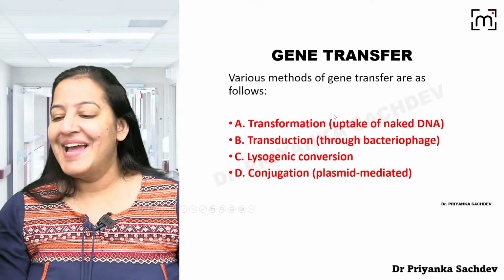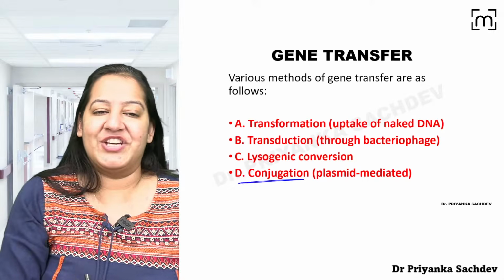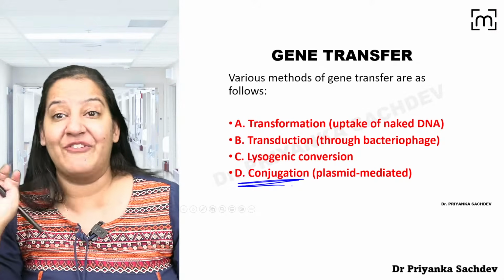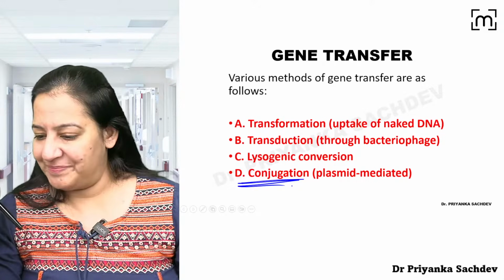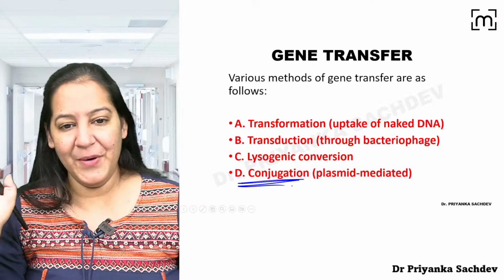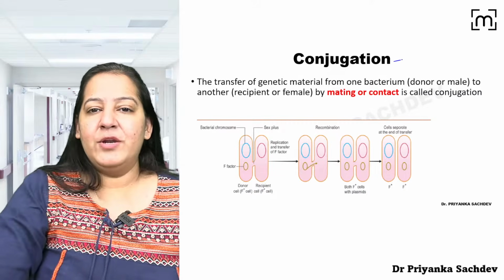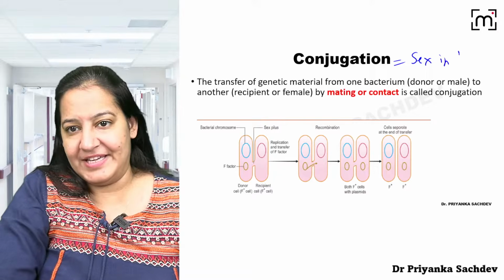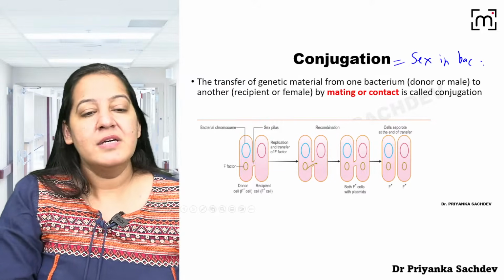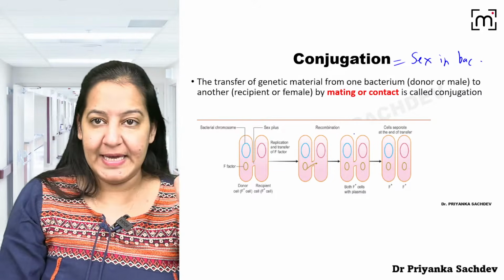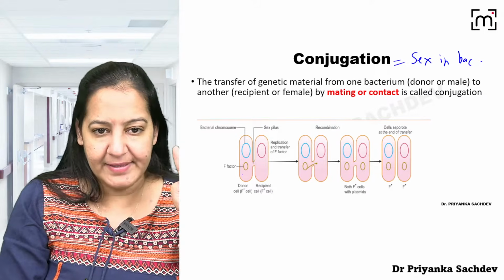And the last method here is conjugation. The most important and difficult to understand is conjugation. Can we go ahead? So conjugation is simply known as sex in bacteria. So you can see there are two bacterias. In the first bacteria, okay, let me draw a diagram for you.